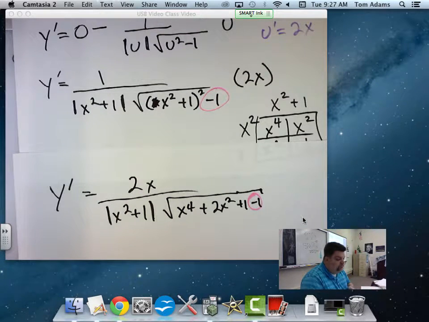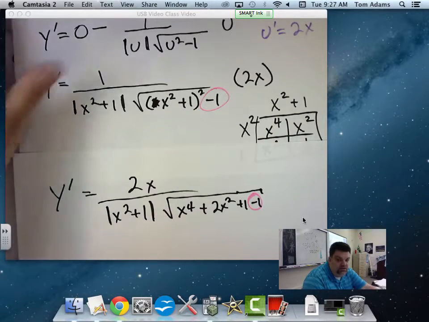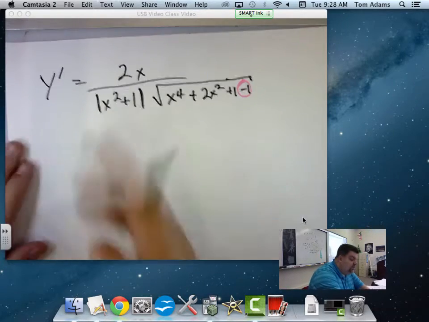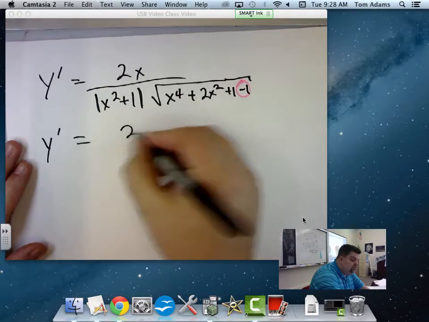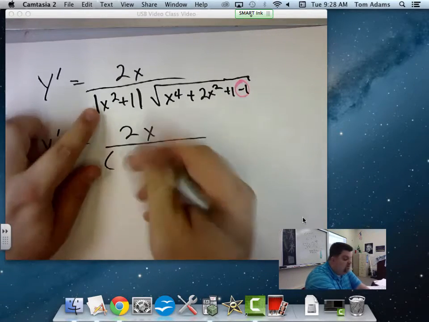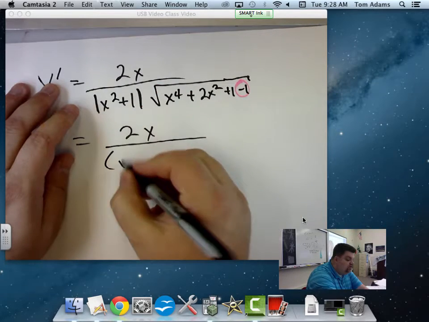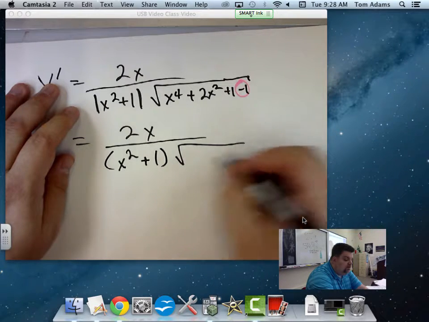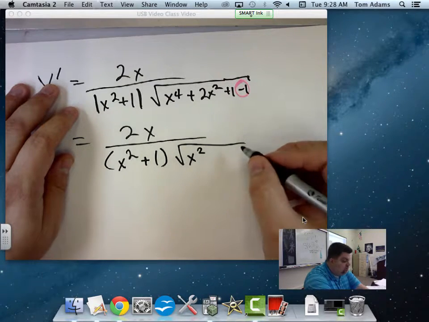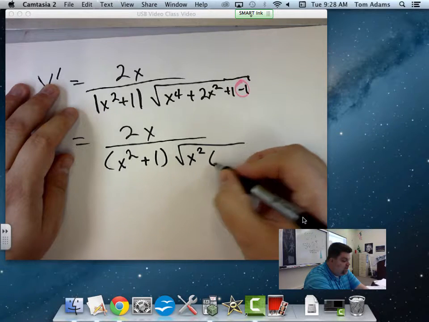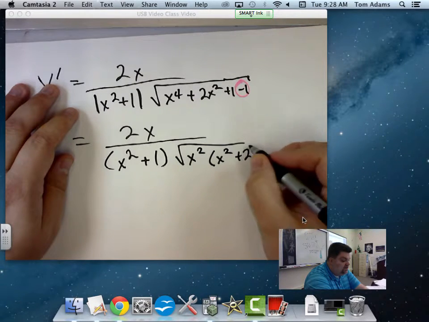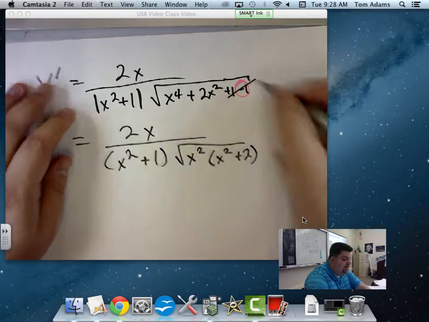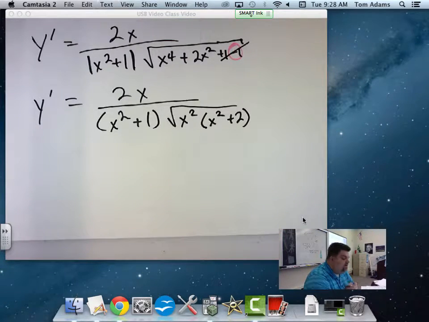Are you guys with me so far? But doesn't that cancel out right away? Yeah, it does cancel out. Okay. So now when I cancel all this out, I've got y prime is equal to 2x all over, now the absolute value of this is the positive version, which is just x squared plus 1 times the quantity x squared times x squared plus 2, isn't it? Because these cancel. Yeah. And I skipped a couple steps. But do you guys see where I'm going with this?